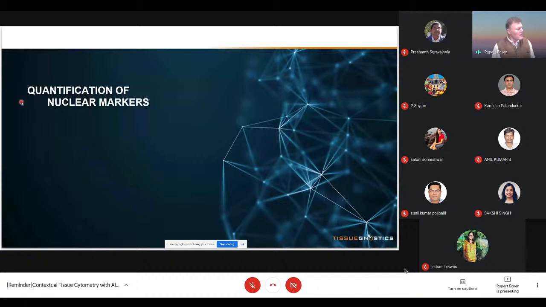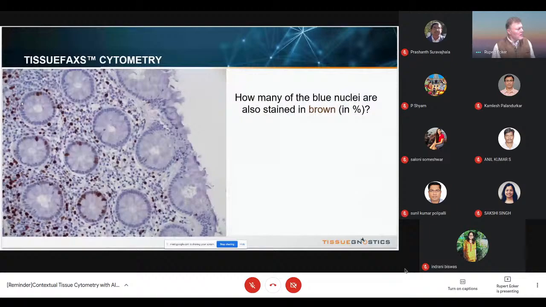Now, let's go into detail and give you an overview of the applications that are possible. Quantification of nuclear markers is a basic application that we always need. We see here a standard staining of a colon with an immunohistochemistry peroxidase staining protocol. In blue, we have the nuclei. In brown, we have a well-known marker called Ki67, a proliferation marker. It tells us how many cells are currently proliferating in this tissue.